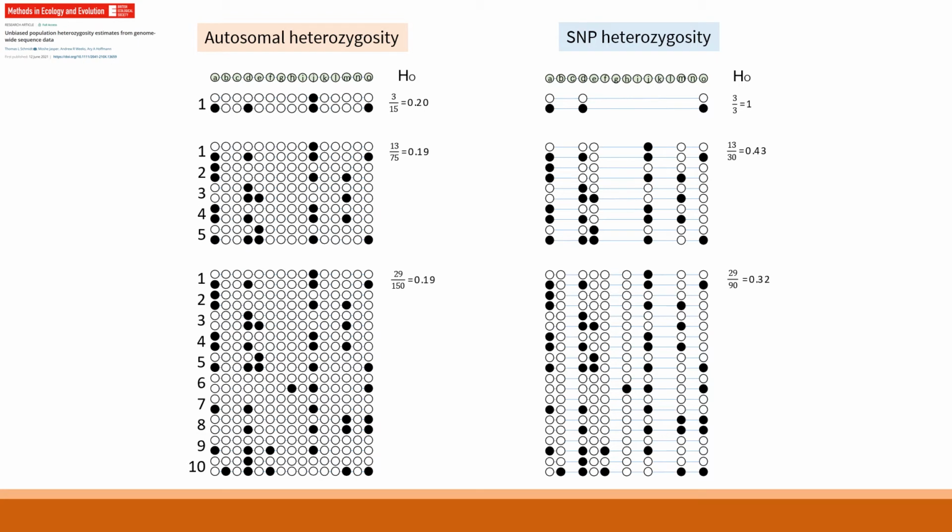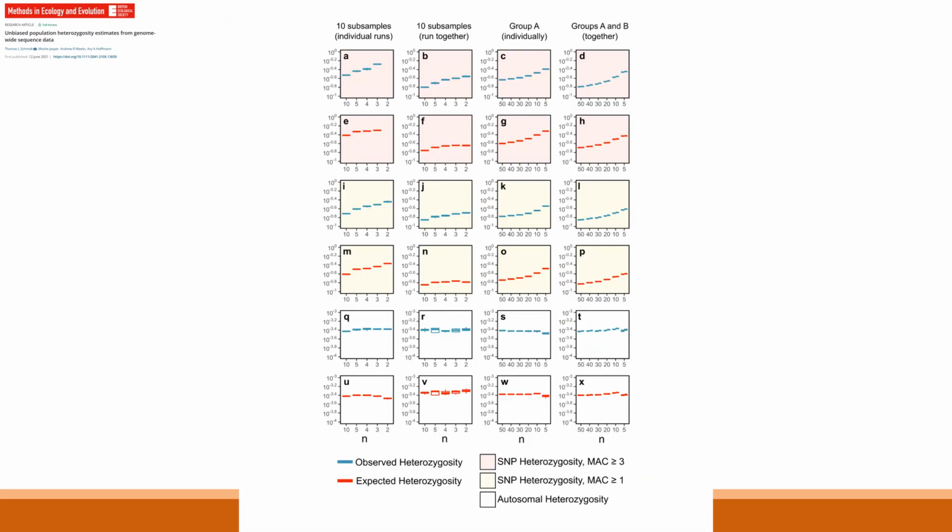Note that while this example here is demonstrating observed heterozygosity, also known as individual heterozygosity, these biases are also present for expected heterozygosity. Figure 1 from the paper shows how these biases play out across different sample sizes and filtering conditions. The subfigures with white backgrounds show estimates that consider monomorphic and polymorphic sites, which are consistent in magnitude. The subfigures with colored backgrounds show estimates using SNPs only, which are strongly biased by sample size.